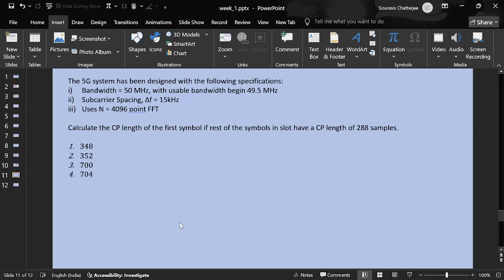So we'll answer this question for me. We'll have the bandwidth and subcarrier spacing as in the previous question. So is the number of FFT samples. What is the CP length of the first symbol if the rest of the symbols have a CP length of 288 samples? How am I supposed to answer that? Any idea which direction I should move?